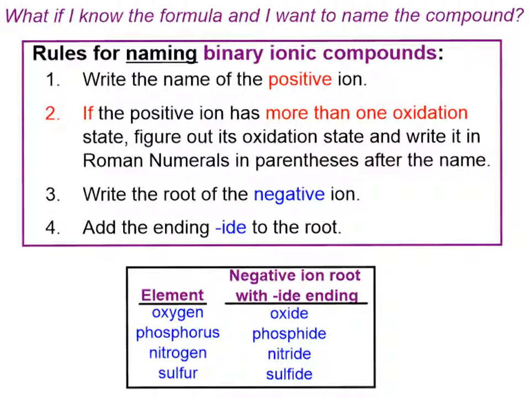Oxygen would be a negative ion. The way we write its name would be just the root, ox. Not oxygen, but ox. And then we add IDE to the end. Same for phosphorus. If phosphorus is going to be our negative ion, we're going to write phosph and then just the root, and then we'll add an IDE on the end. Same for nitrogen. It becomes nitride, and sulfur becomes sulfide.